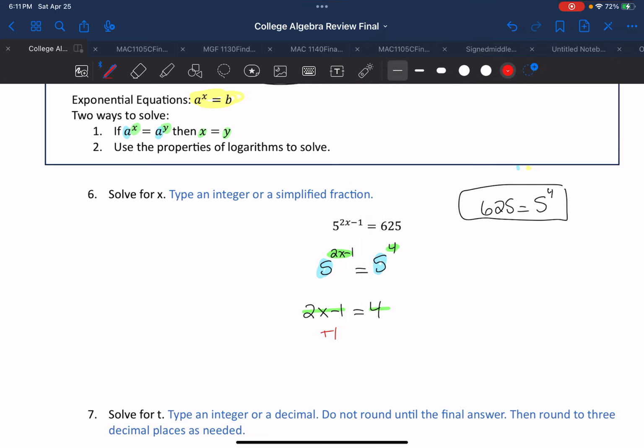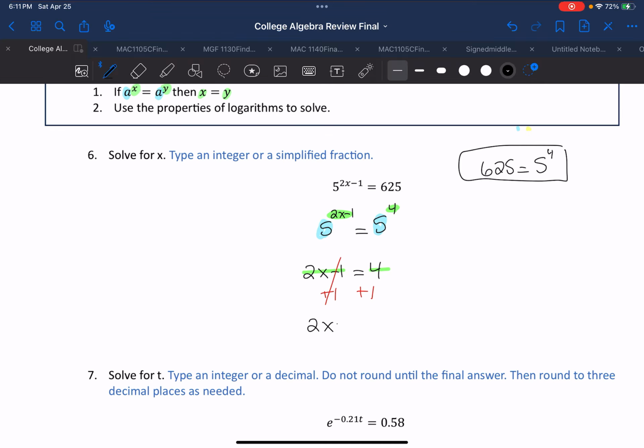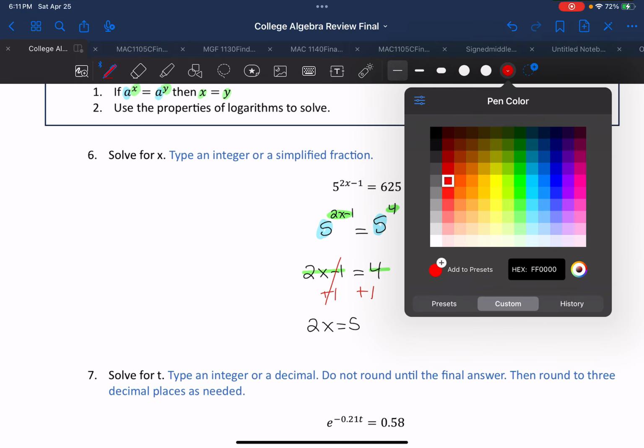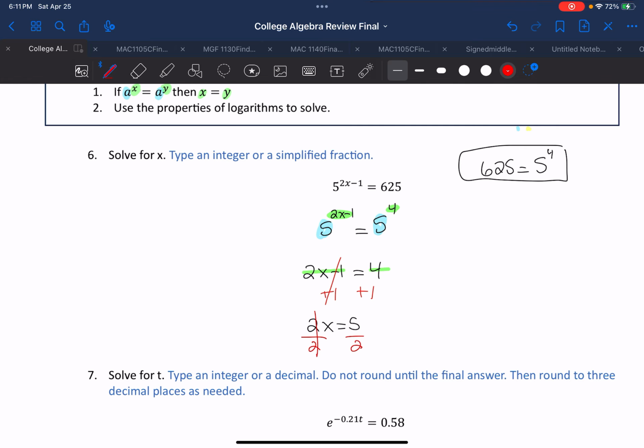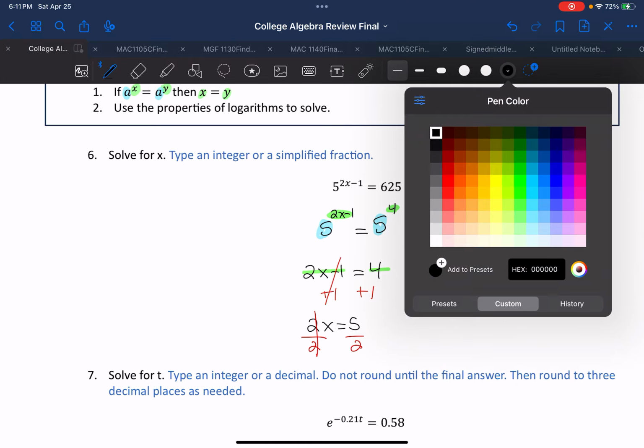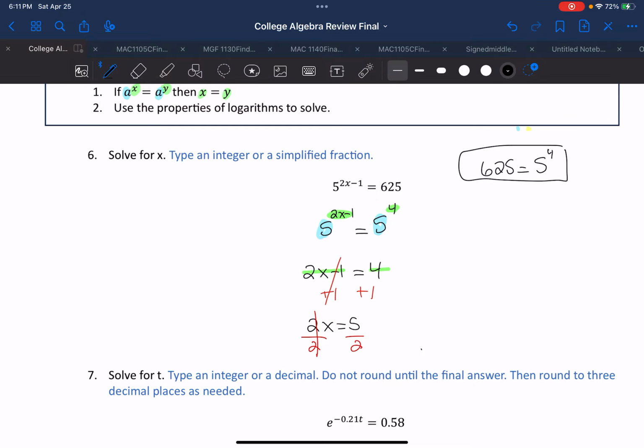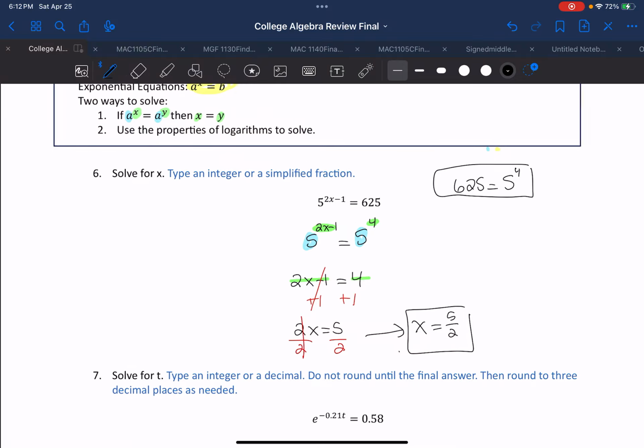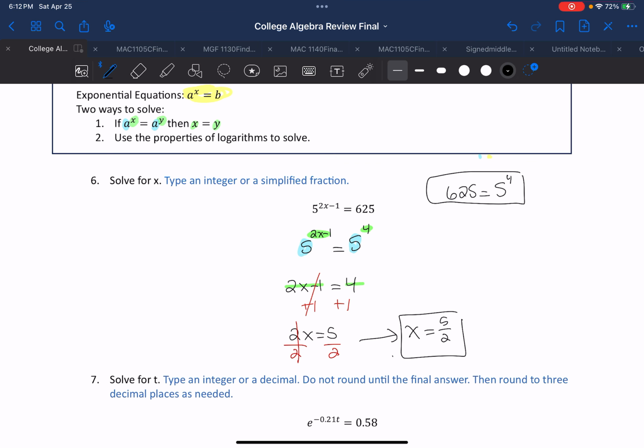So I could add 1 to both sides. And 2x would be equal to 5. And then I would divide both sides by 2. So x would be equal to 5/2. And that would be the answer. And I don't have to check these either if I don't want to. You can, using your calculator. But it's not mandatory.